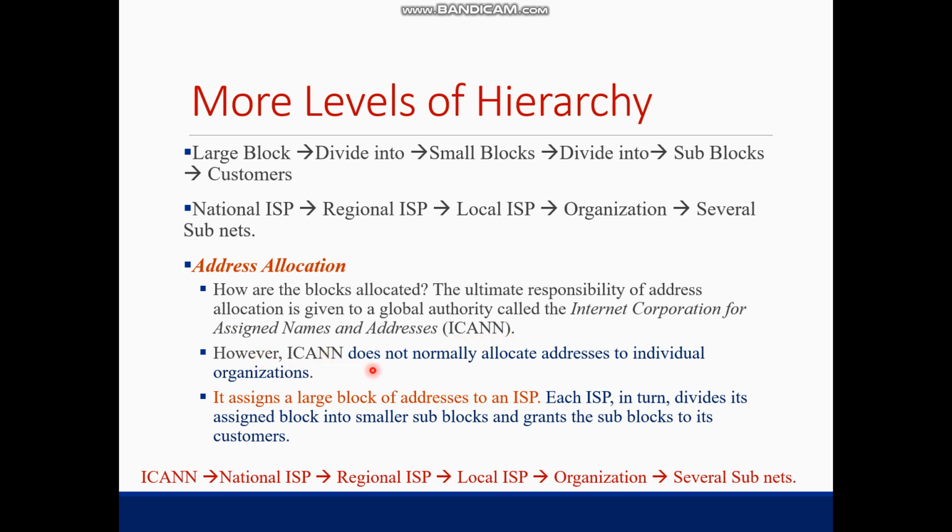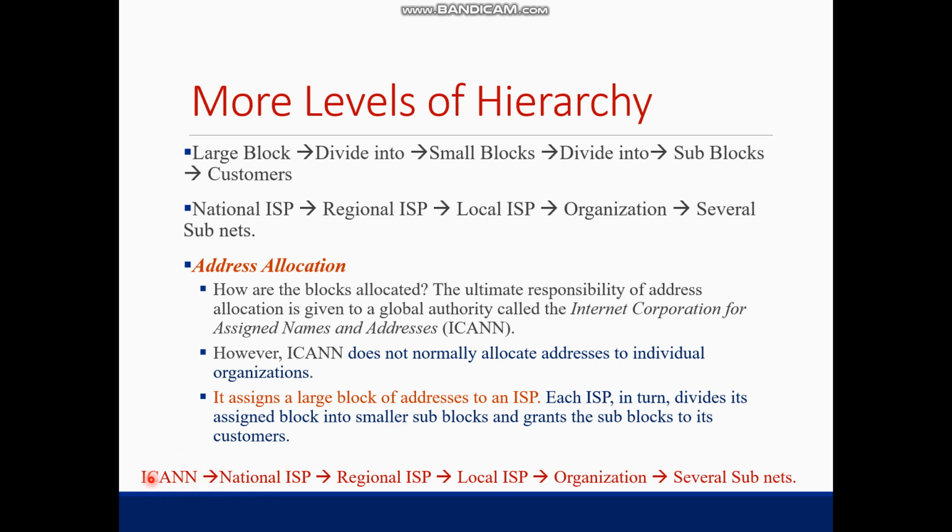However, ICANN does not allocate the addresses to individual organizations or individual customers. It assigns a large block of addresses to an internet service provider, whether regional or local. And then this internet service provider divides the assigned blocks into smaller sub-blocks, and then these blocks are granted to the organizations or the customers.